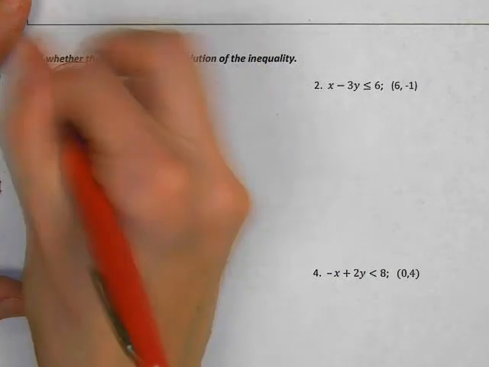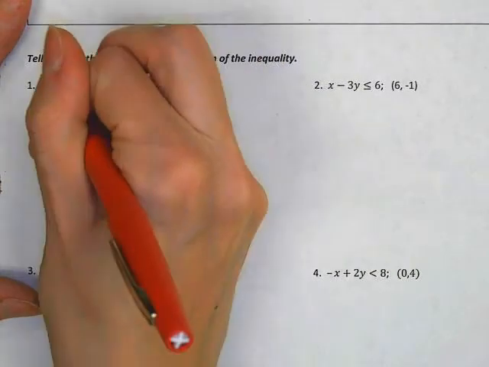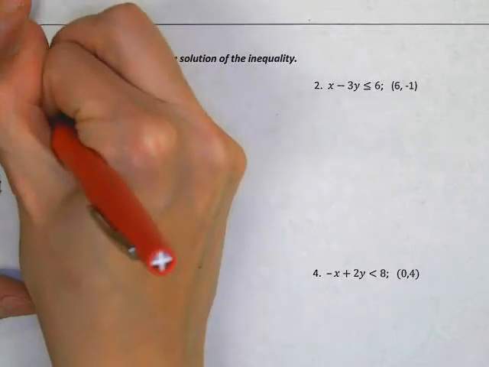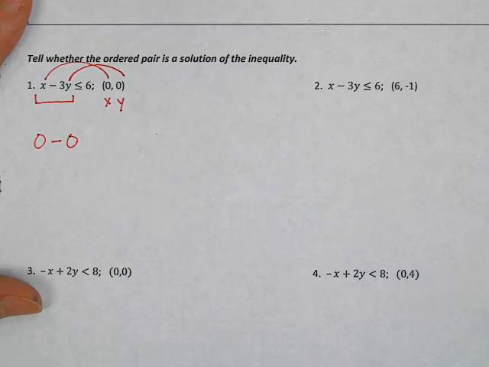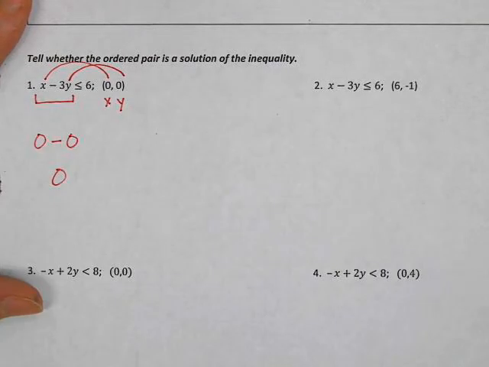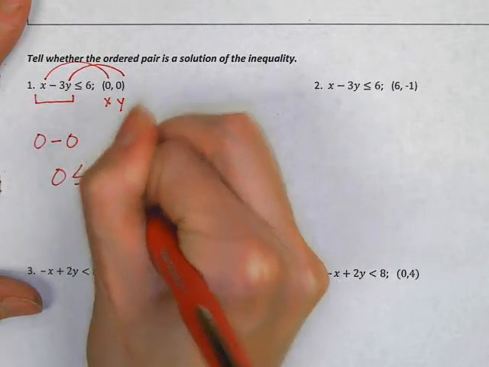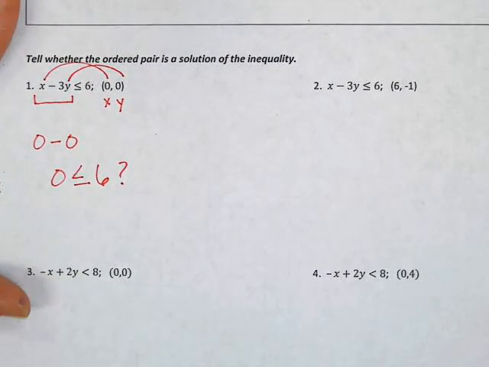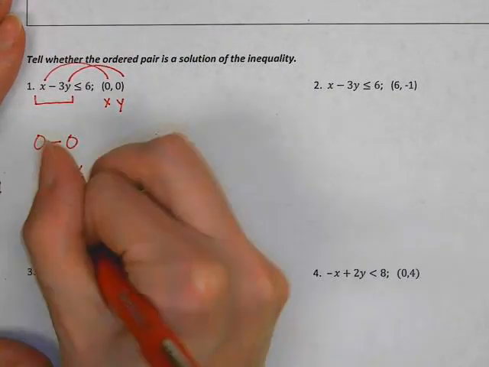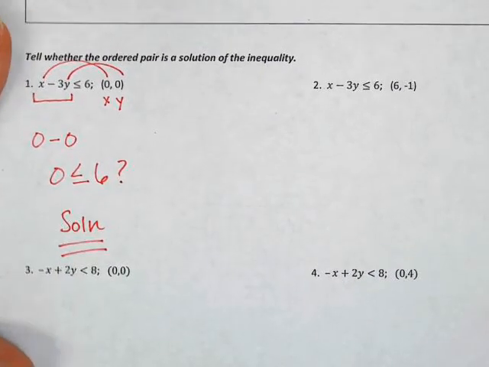All right, so if x is 0 and 3 times 0 is 0, what do we have on the left-hand side? 0 minus 0, isn't that just 0? Okay, now we need to see, is this true or false? Is 0 less than or equal to 6? And you would say, yeah, 0 is less than or equal to 6. So yes, it is a solution. So you can write solution or yes.